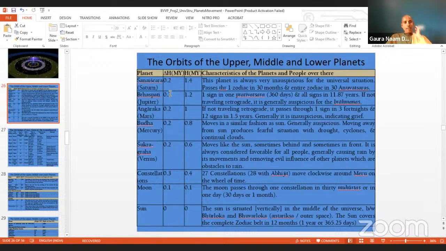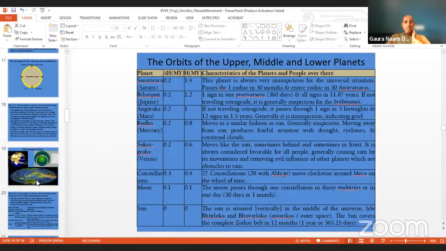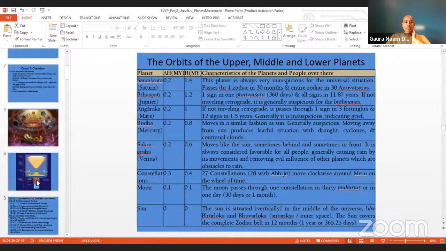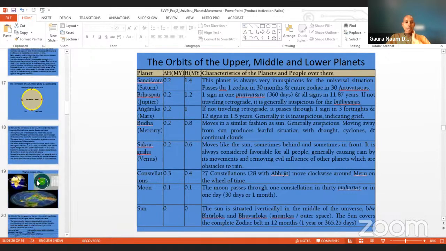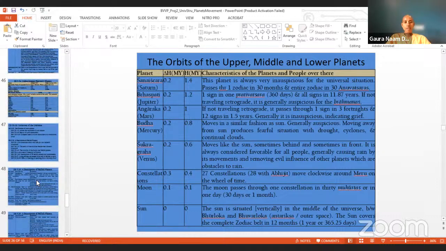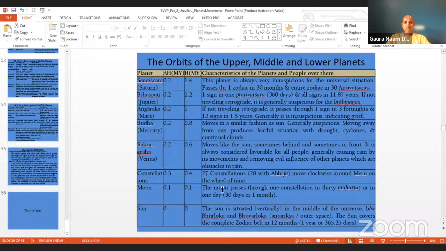So now, the heights of the orbits with respect to the sun are also mentioned. If we take the sun as the reference, the moon god's orbit is 0.1 million yojanas above the orbit of the sun. But the moon god's orbit is a little closer. The sun is moving farther, but the moon is a little closer. So that's why the distance between Earth and Moon is smaller than the distance between the Earth and Sun.